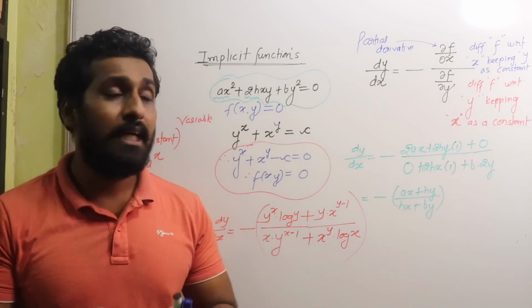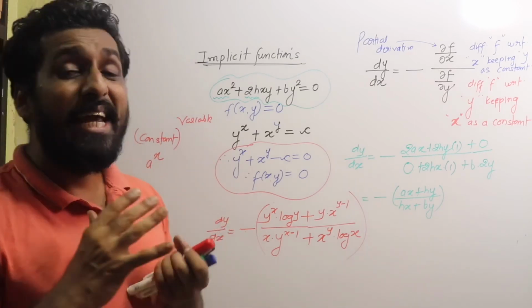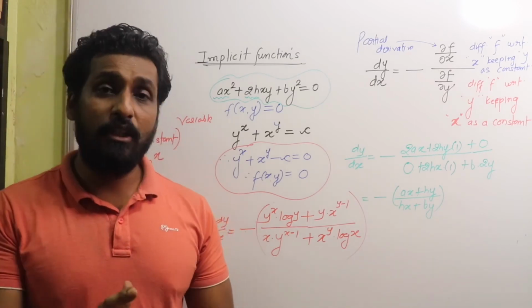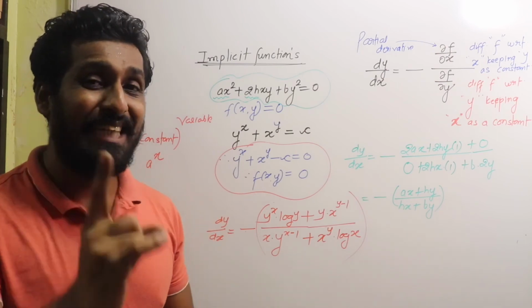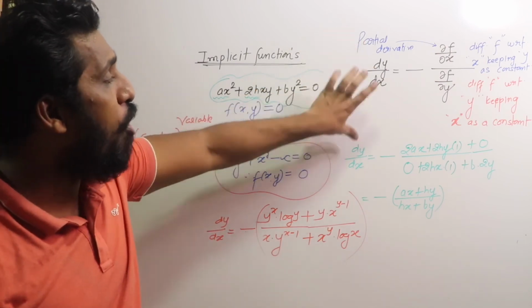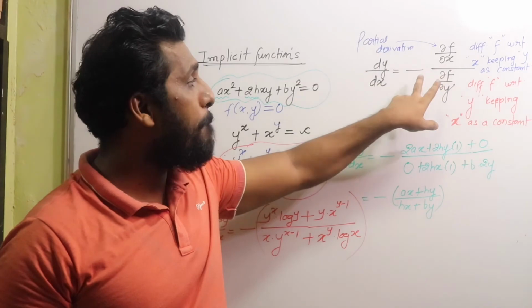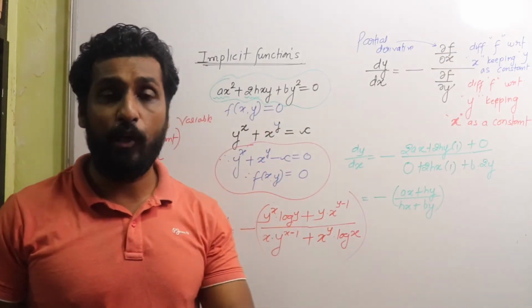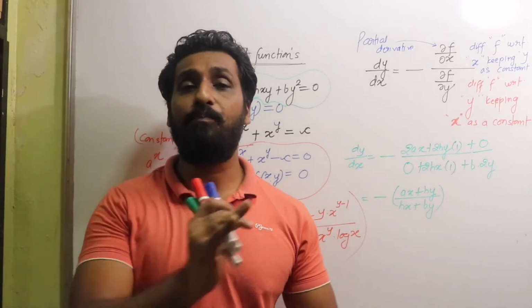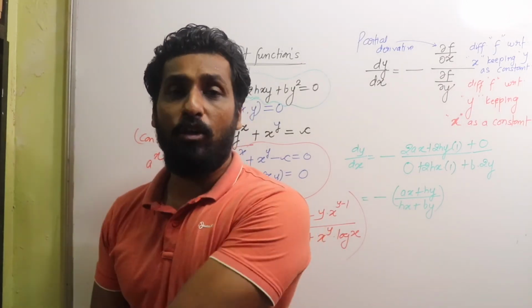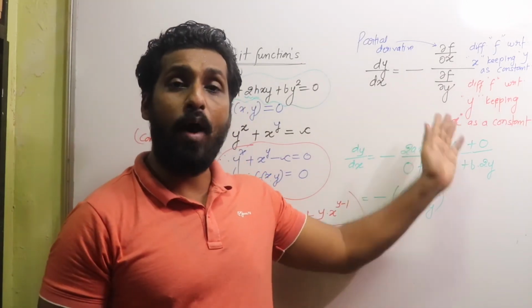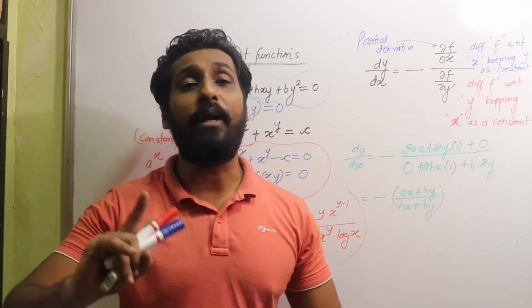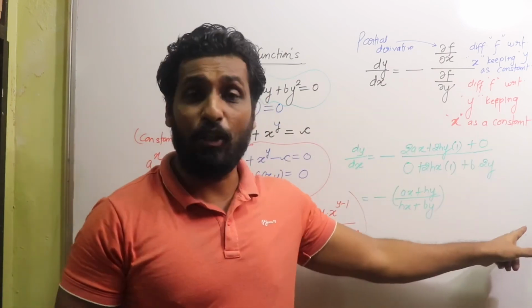So students, this is how implicit functions can be differentiated in just one step. You remember the formula, dy by dx is equal to minus dou f by dou x upon dou f by dou y. What do you mean by dou f by dou x? You differentiate f with respect to x, keeping y as a constant, and when you say dou f by dou y, you differentiate f with respect to y, keeping x as a constant, isn't it?